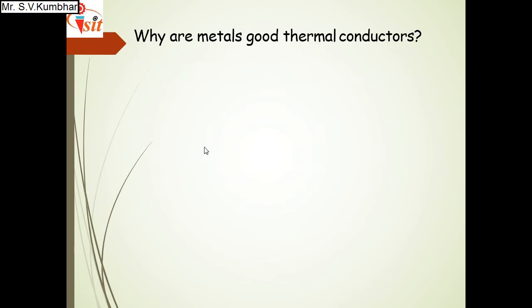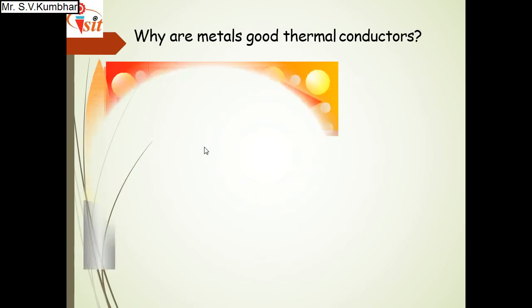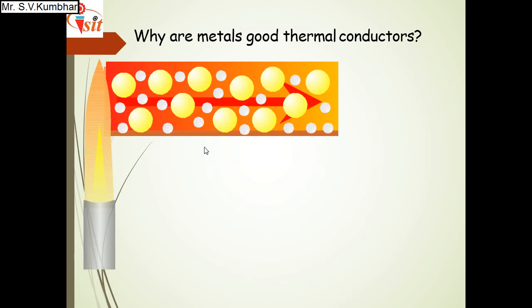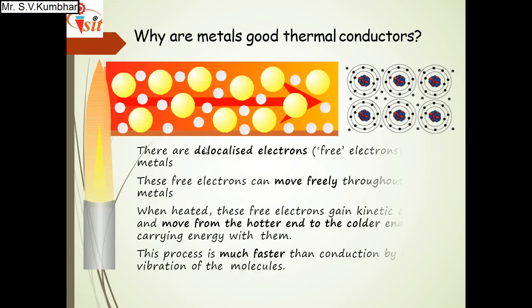Why are metals good thermal conductors? Do you know? This is the molecular structure of metal. If one end of metal is heated, what will happen to the other end? Yes, if one end of metal is heated, its other end also gets heated. So, in metals, heat is transferred from one end to the other by the phenomenon of conduction. Conduction mainly occurs by two methods: first, lattice vibration, and second, the transfer of free electrons.